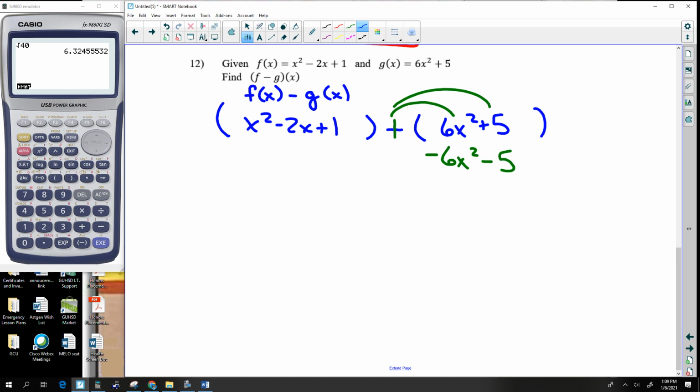Okay, so the x squareds, I have a 1 and a -6. X's, I have a -2. And normal numbers, I have a 1 and a -5.